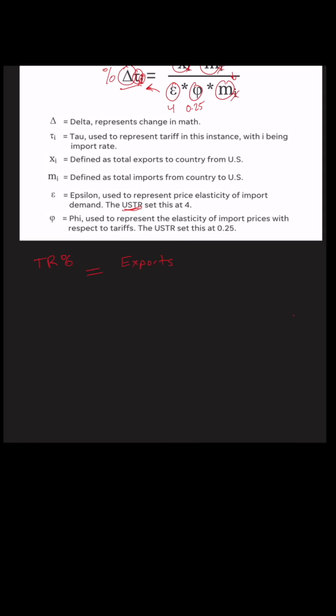You basically have the new percentage of tariff rate, so tariff rate percent, and that equals exports minus imports. And by the way, all of this right here is trade balance, whether you have a surplus or a deficit based on whichever these numbers are, and we'll get to that in just a moment. And then you have the elasticity of import demand, which they represent as 4, times the elasticity of prices reflecting the tariffs, which they have at 0.25, times imports again. So this is what the math looks like.